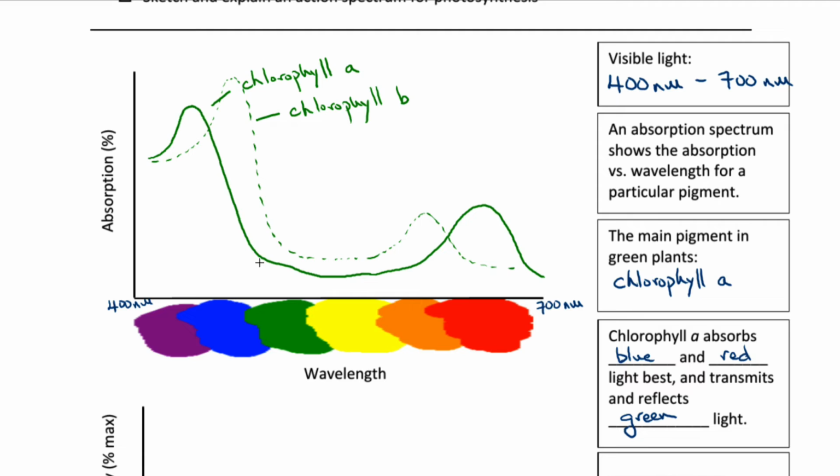Because they don't absorb green or yellow light well at all, this light is reflected or transmitted and gets to our eyes, and that's why plants appear green, because they don't absorb the green light.